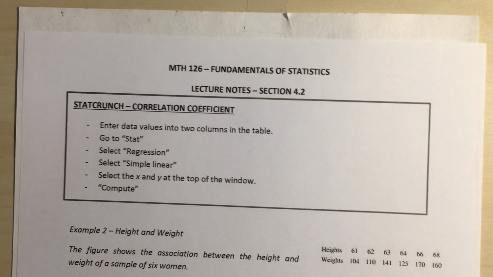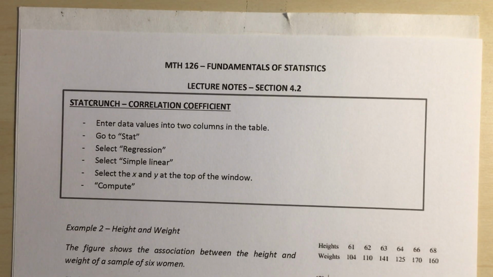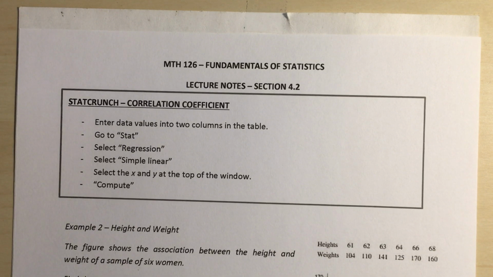All right, so calculating our correlation coefficient is something that we are able to do in StatCrunch. We're going to enter our values into 2 columns in the table. Unlike what we did in the previous section where we just graphed a scatter plot, we're going to go to Stat, select Regression, select Simple Linear, make sure we get our X and Y's in the right place and hit Compute, and it's going to give us not only our correlation coefficient but a lot of other things as we're going through.